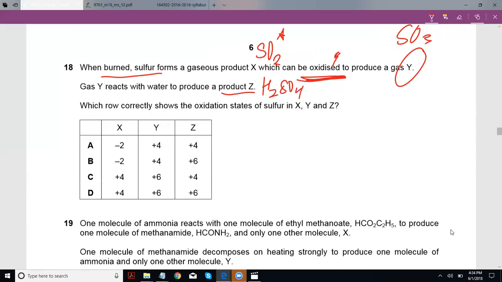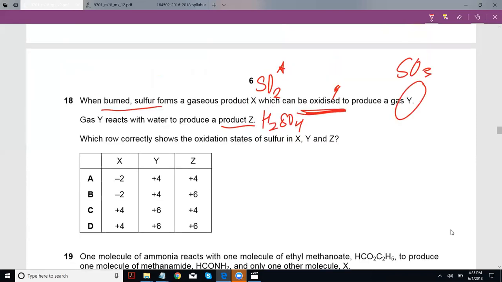I believe you studied this in your contact process. Which row correctly shows the oxidation states of sulfur in X, Y, and Z? In X, it is +4. Just link it to how many oxygens there are. Oxygen is always going to be -2, so 2 oxygens is -4. So sulfur has to be +4 to balance it out.